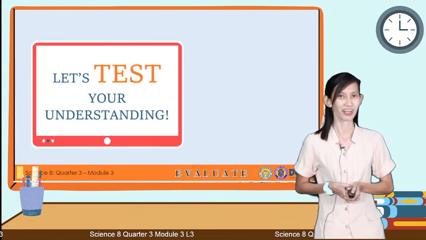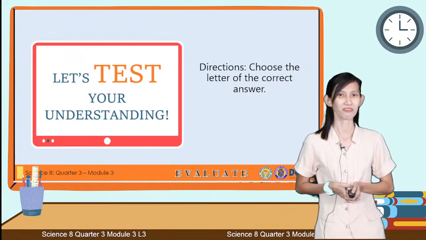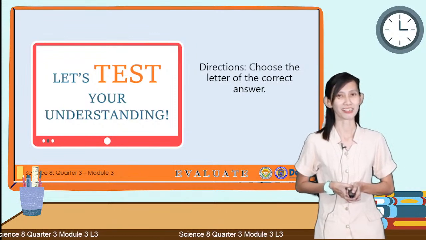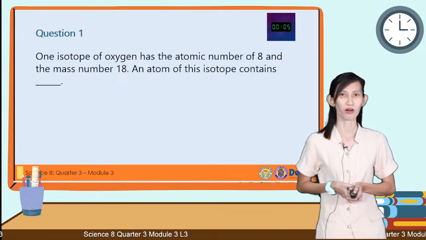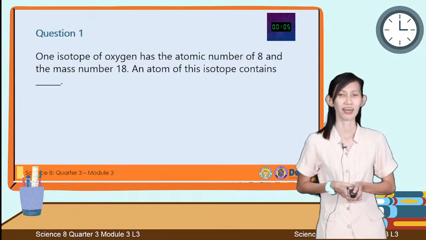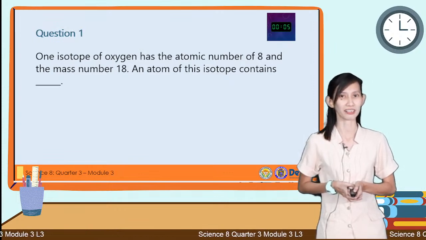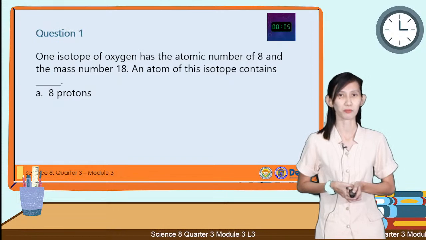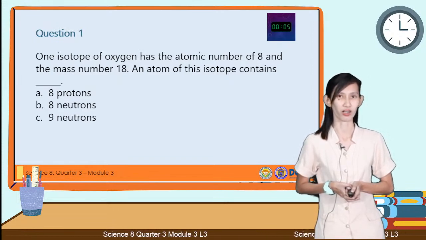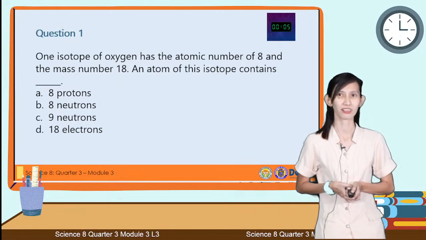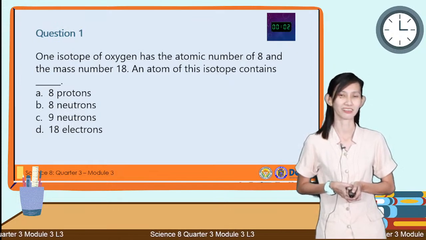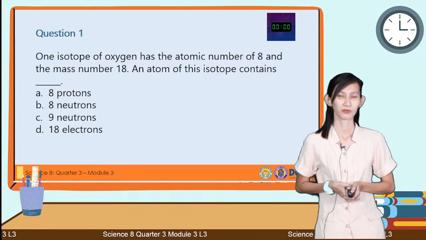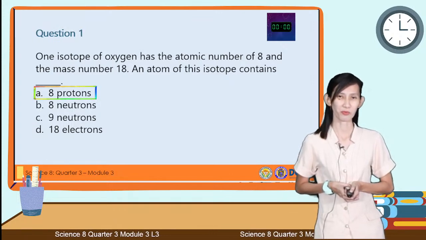Now, let's test your understanding. You choose the letter of the correct answer, or you can type your answer on the comment box. For question number 1, one isotope of oxygen has the atomic number of 8, and the mass number is 18. An atom of this isotope contains blank. A, 8 protons. B, 8 neutrons. C, 9 neutrons. Or D, 18 electrons. 5 seconds to think of the answer. And the answer is 8 protons.